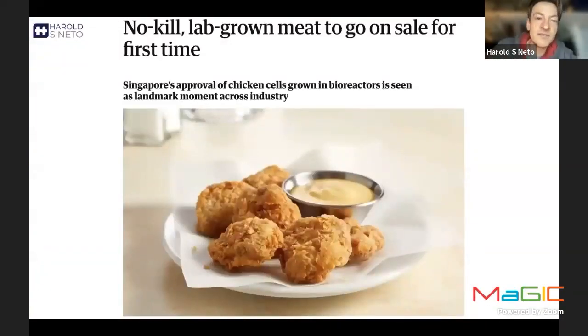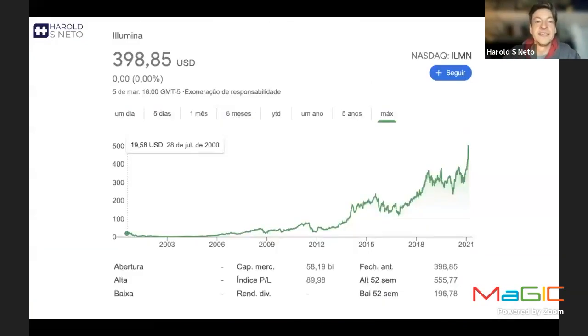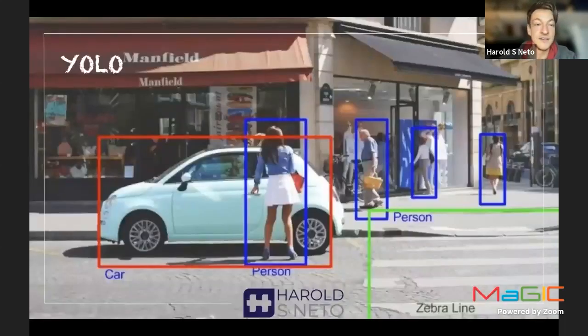And now you have lab-grown meat. We have companies like Illumina. Illumina makes the machine to sequence DNA, and every system that does DNA sequencing nowadays uses Illumina hardware. And as you can see, when they started out, nobody believed in them. But right now, they're experiencing exponential growth in their market value.